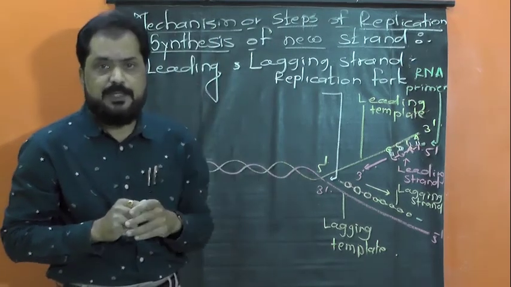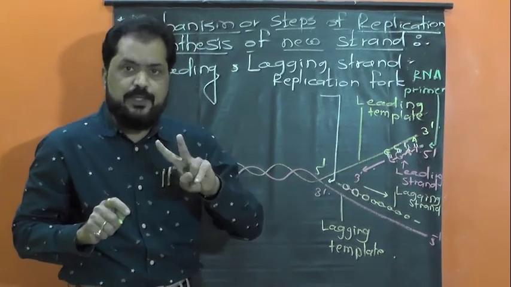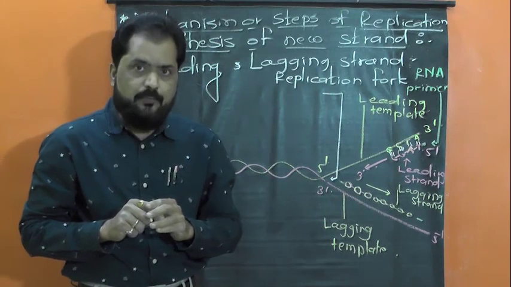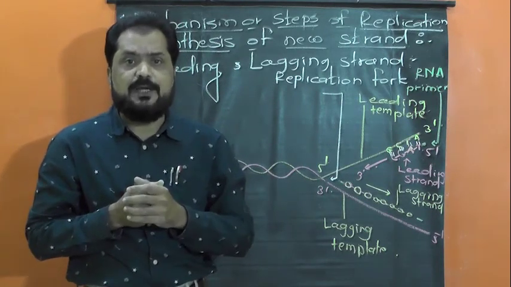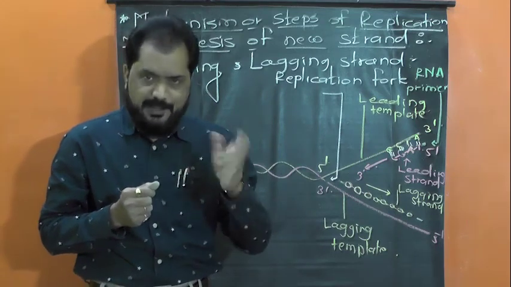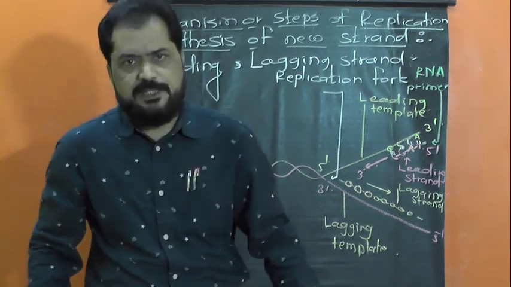In this manner, on both of these old strands, the new strands are synthesized, and at the end of replication, two daughter DNA molecules are formed with one old strand and one new strand. Of course, the coiling of both strands is again carried out by means of enzyme topoisomerase or gyrase. So here we have completed the study of DNA replication.